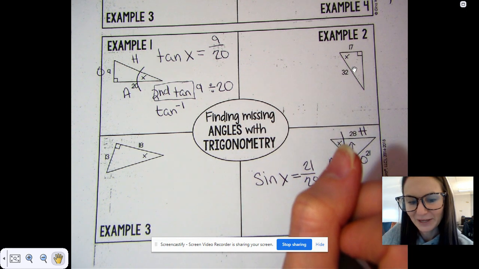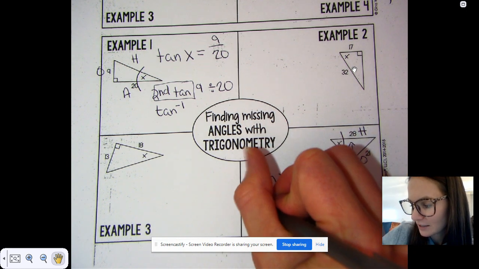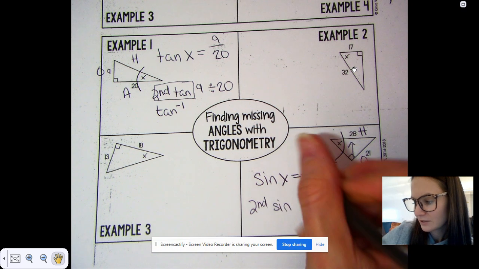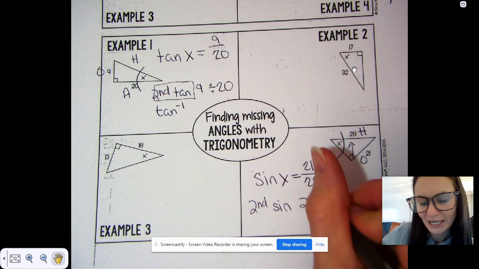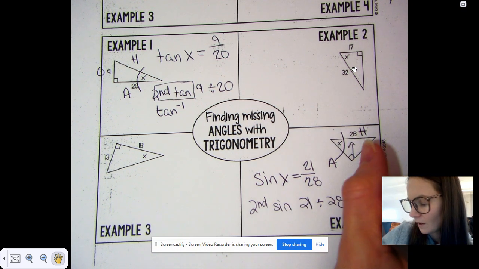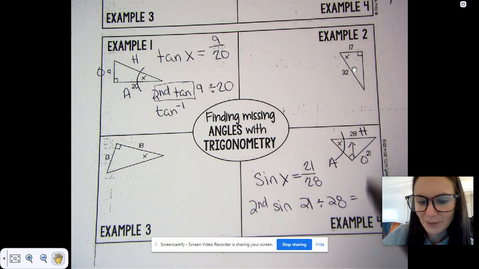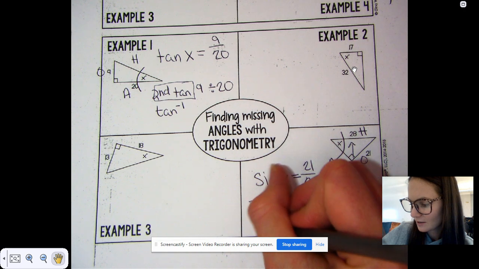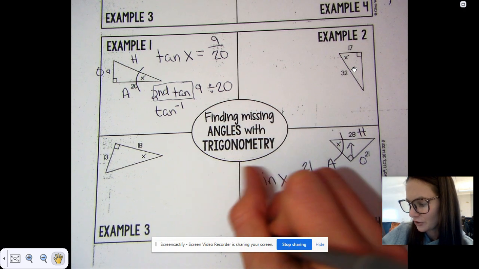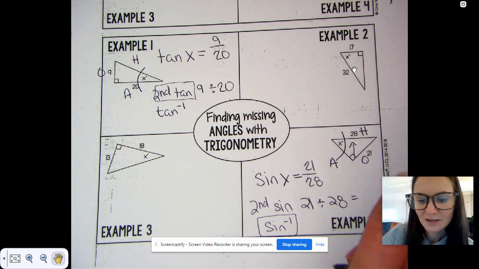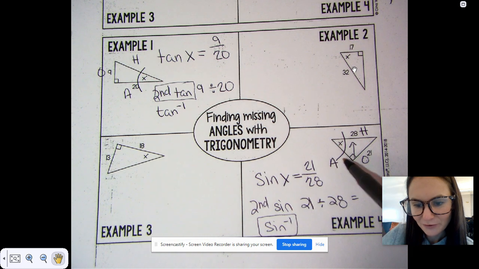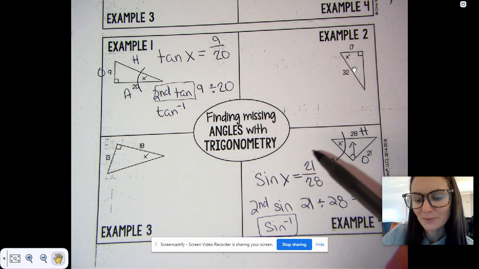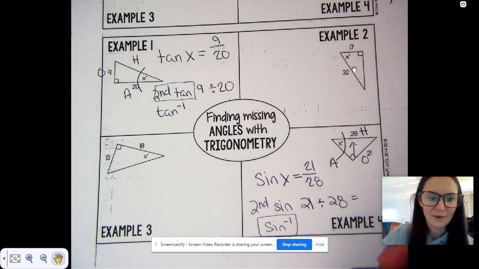From there, I type it in my calculator. Second sine 21 divided by 28. All right, so you're still needing to get a number on these. I've set them up for you. Remember, again, for this one, you would want to see sine -1 in your calculator to get that inverse button. Make sure you're getting a reasonable number for these. Anything with 0 point something, you know that's not going to be accurate.